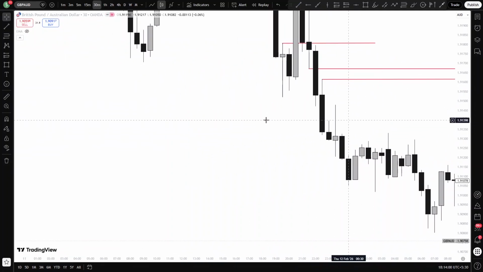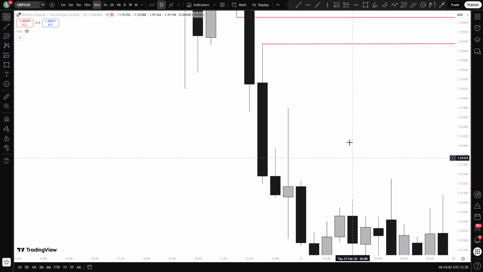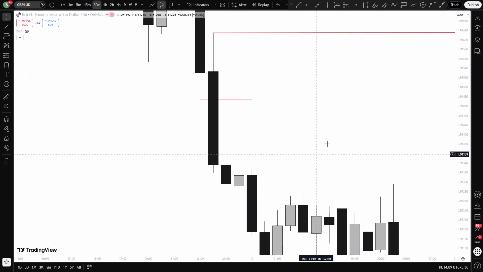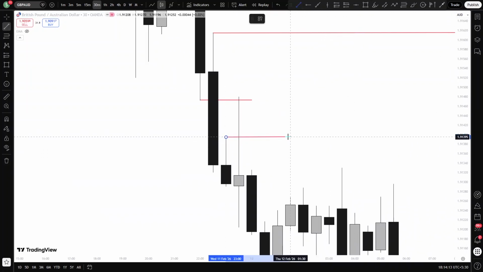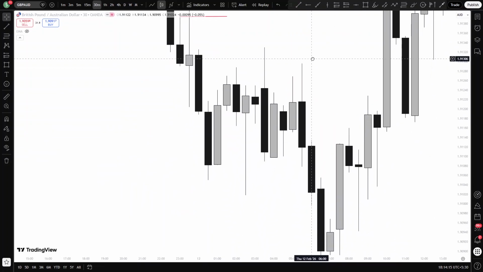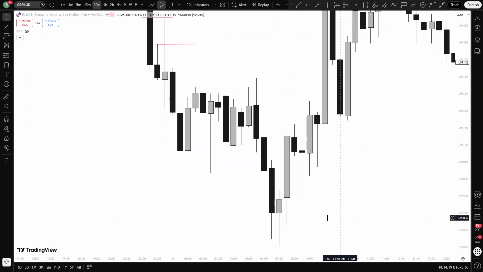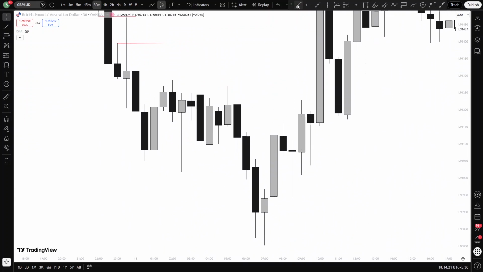Okay, so this is how you always find your fair value gap. You just look for where the market did not give you a meet of two candlesticks, of the wicks of the candlesticks.